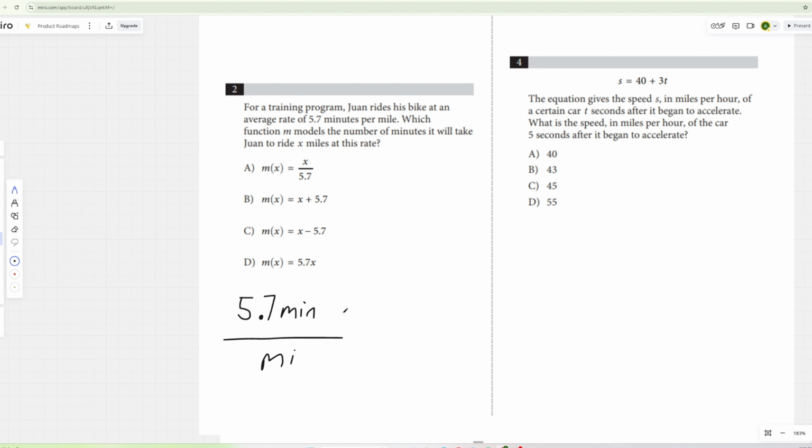For every 1 mile, it takes him 5.7 minutes. So we want to multiply by the number of miles, the x miles. And the only answer that does that is option D.